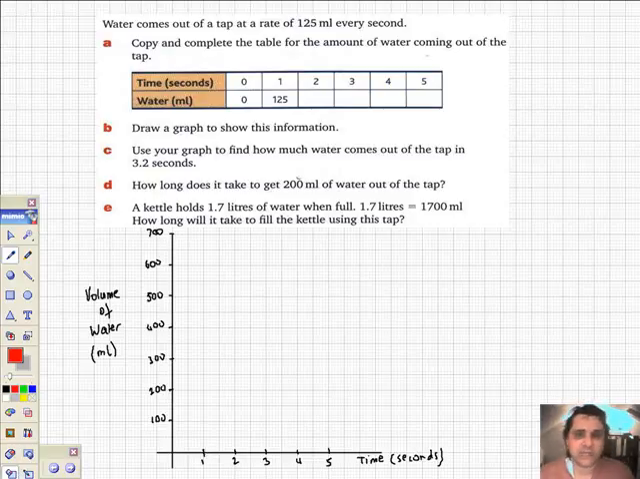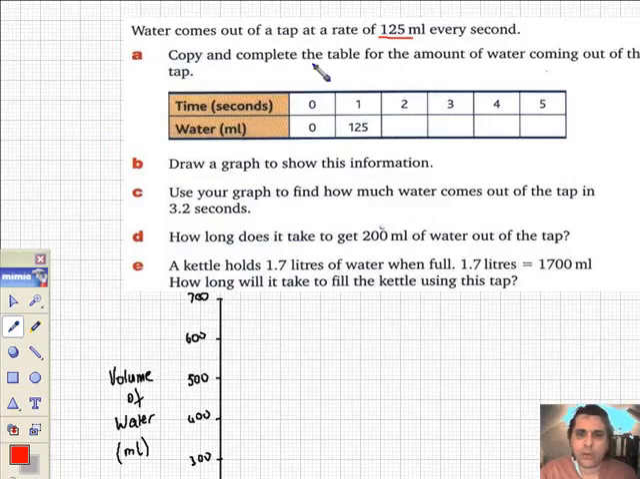It says that water comes out of a tap at a rate of 125 millilitres every second. So that's a very key figure to have there. Copy and complete the table for the amount of water coming out of the tap. Well, obviously in 0 time you get 0 water coming out.